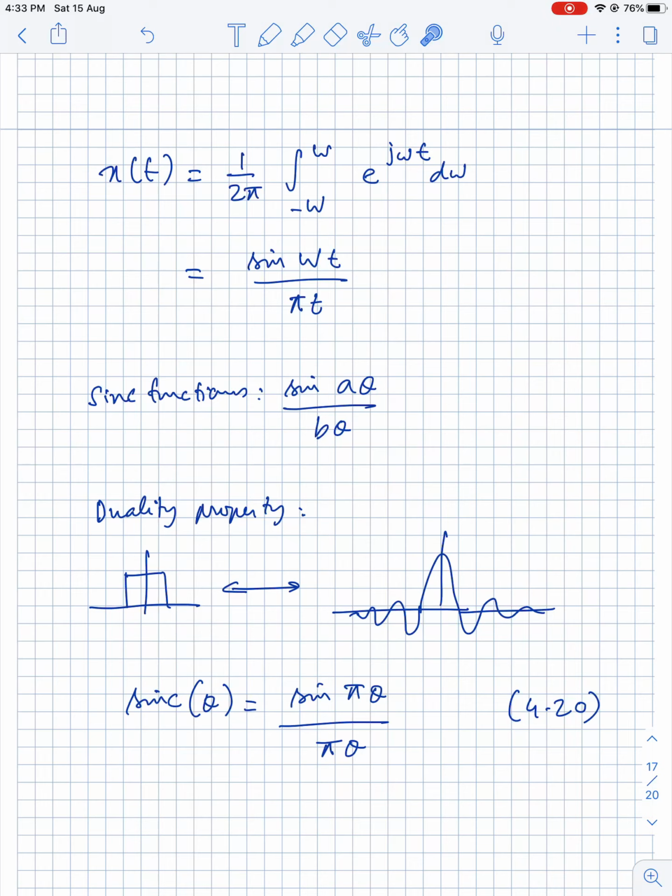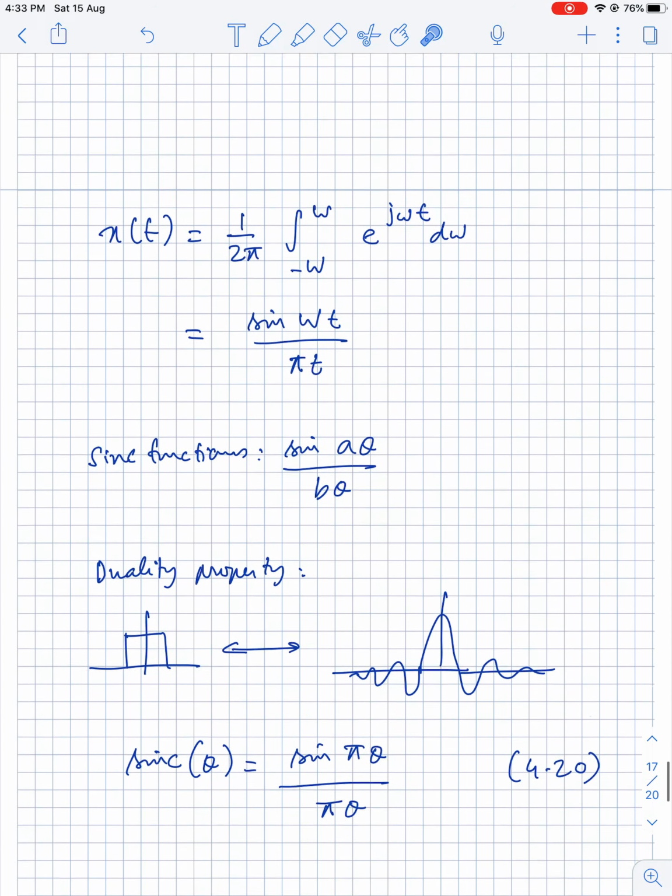No matter what domain you are in, the Fourier transform pairs will have a particular shape, that is, the square will transform to a sinc and the sinc will transform to a square, and vice versa. Like I said, this could be in time or in frequency, and this could also be in time or frequency.